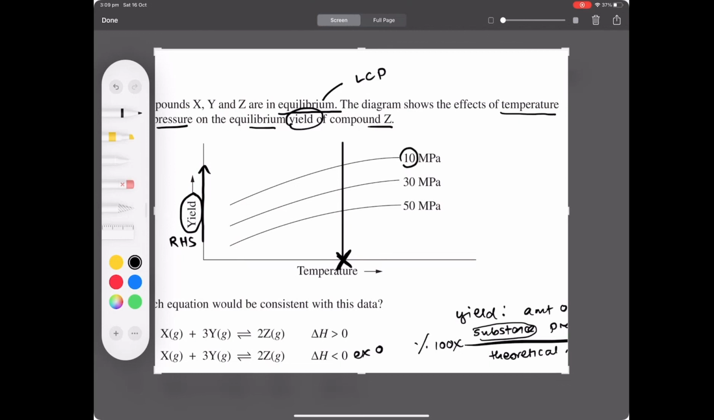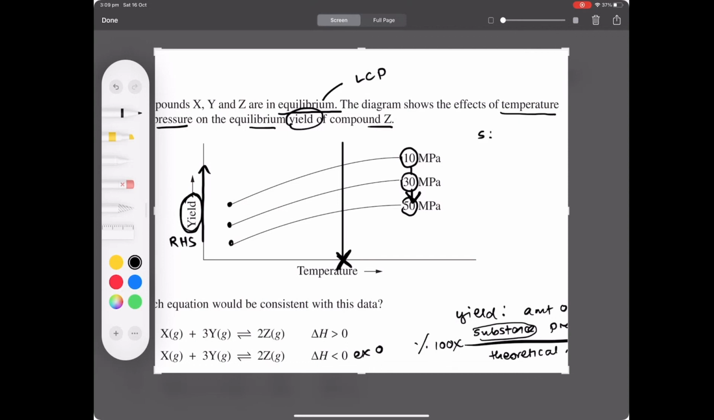As I go from 10 to 30 to 50 megapascals, what's happening to the yield? It's increasing. Think about this. It's going down, sorry, decreasing. Decreasing, right? So as you go from 10 to 30 to 50 megapascals, the yield is dropping from here to here to here because the yield is the y-axis.